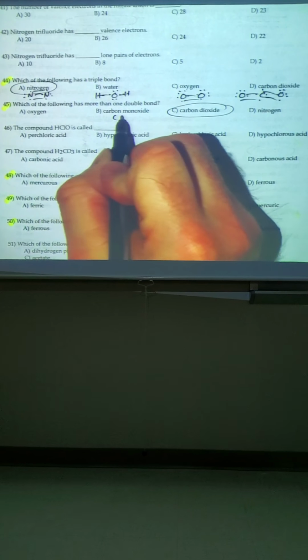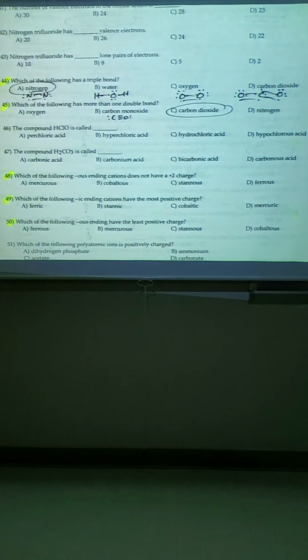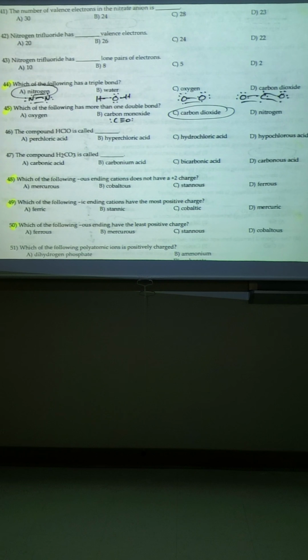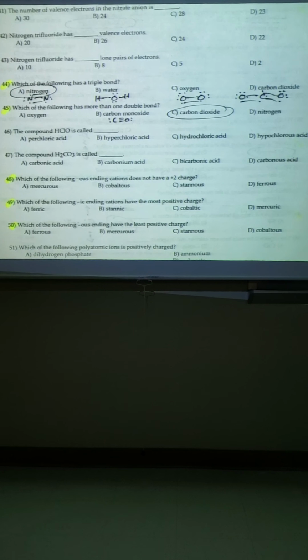Carbon monoxide's a tricky one. It's got 10 electrons. It's going to have a triple bond. You'll see that one in lab. Oxygen, nitrogen, we already did in the previous problem.